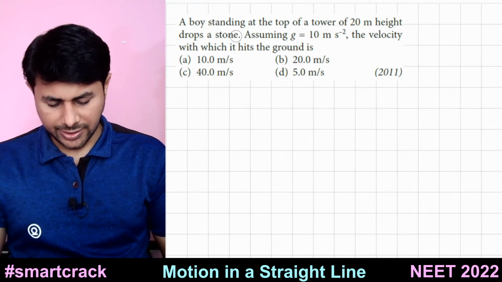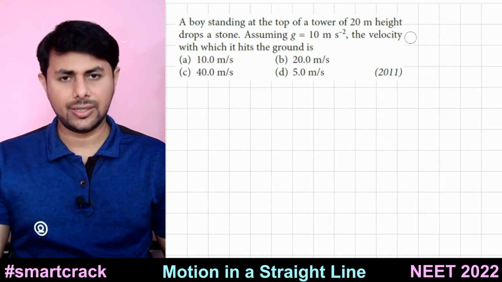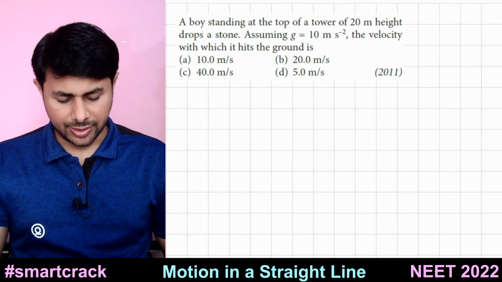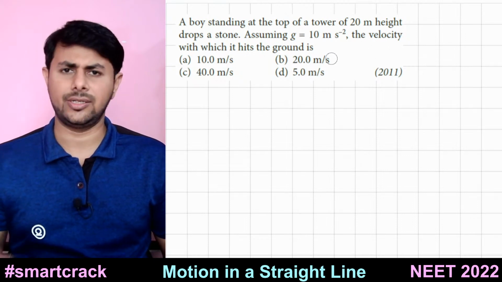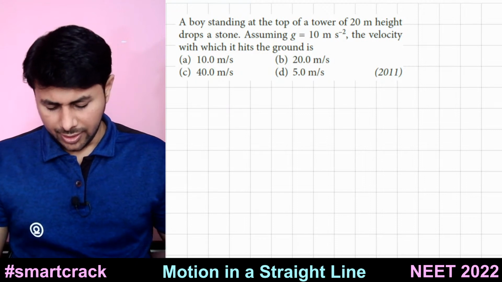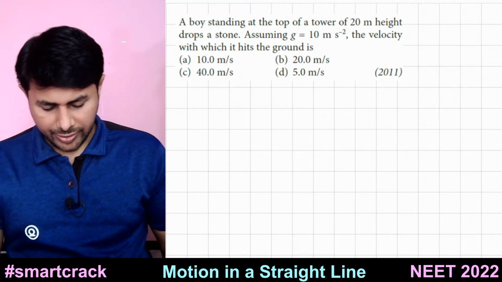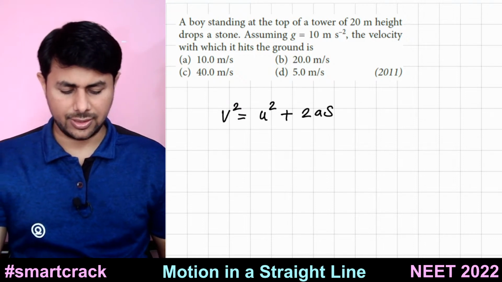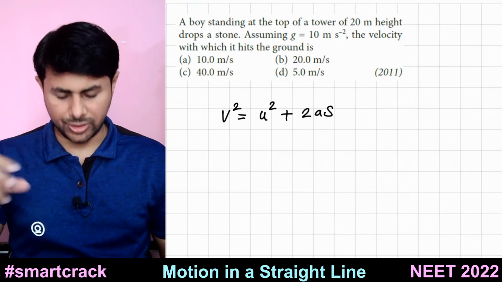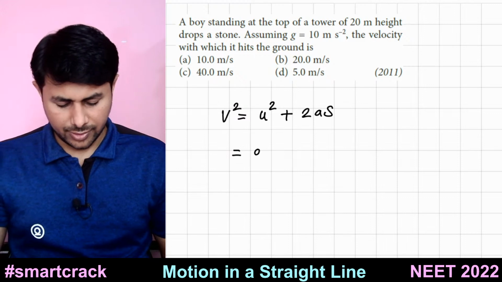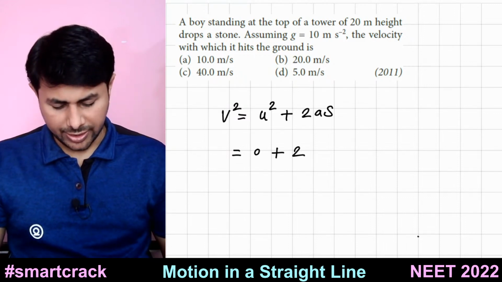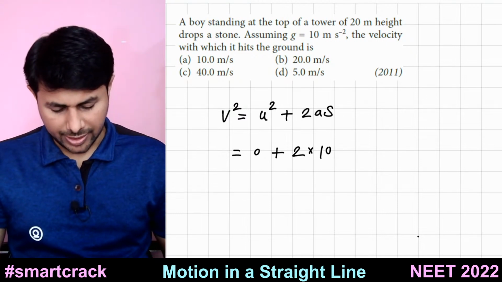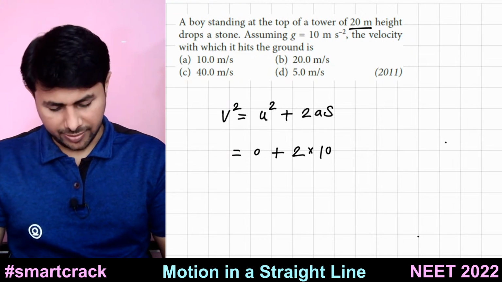Next problem is a boy standing at the top of a tower, 20-meter height, drops a stone. Assuming g equals 10 meters per second square, the velocity with which it hits the ground is. This is a straightforward question. So what we have, v square equals u square plus 2 times a into s. The boy drops a stone, so its initial velocity is 0. Acceleration is acceleration due to gravity, consider it as 10 meters per second square, multiplied by the distance, which is 20 meters.